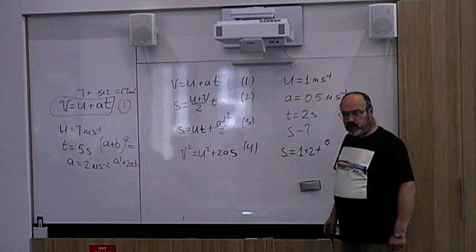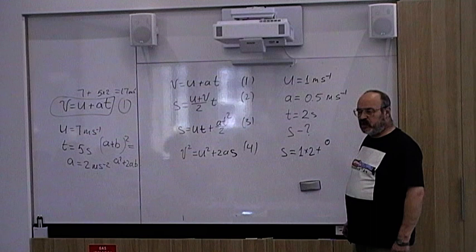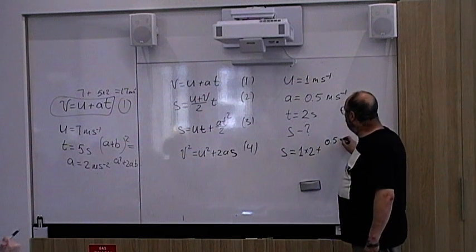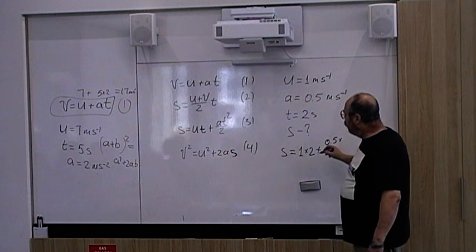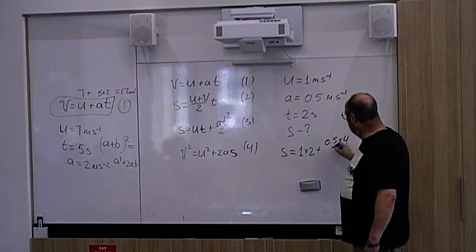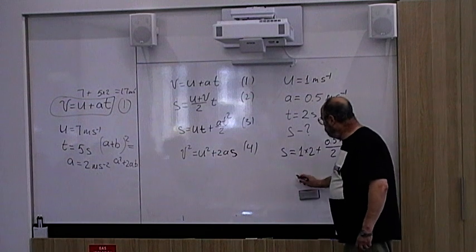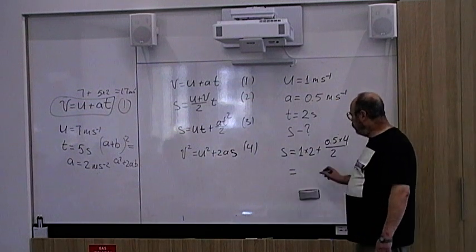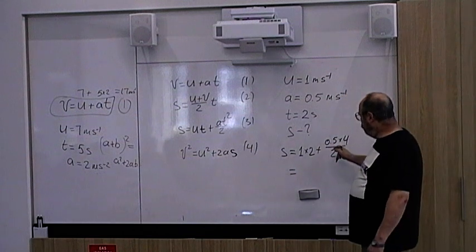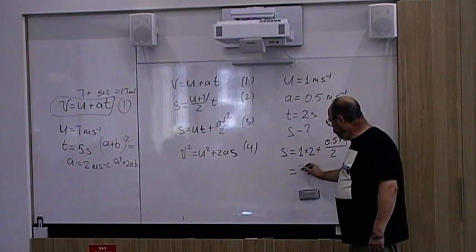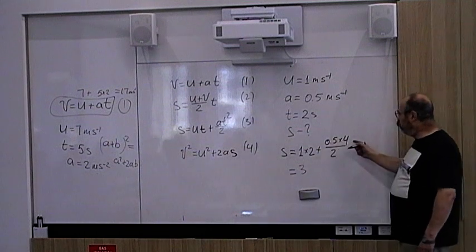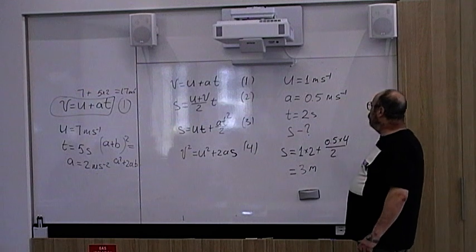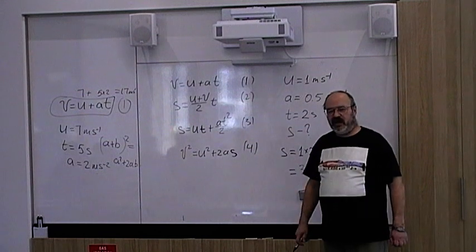What is S then, distance or displacement? In this case, it will be distance because there is no change in direction. 0.5 times 4 divided by 2. So it will be 2 plus 1, which is 3. 0.5 times 4 is 2, divided by 2 is 1, so 3 meters. So in 2 seconds he will cover 3 meters.